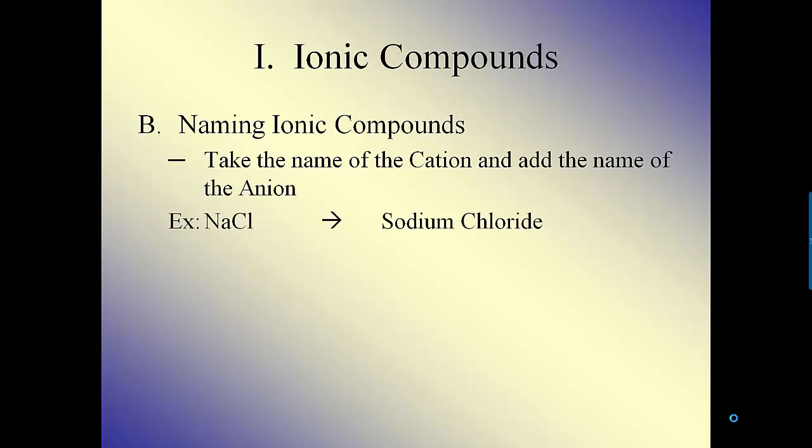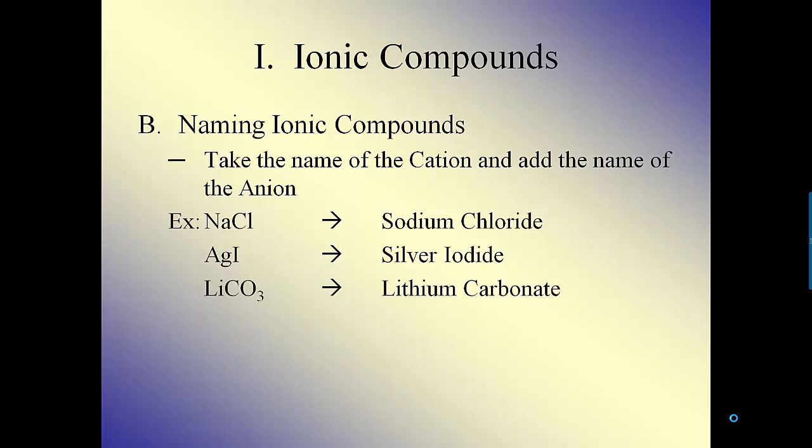So, for example, if we look up Na on the top, we see that it's sodium. If we look up Cl on the bottom, we see it's chloride, so NaCl becomes sodium chloride. Ag is silver from the top half of the chart. Iodine becomes iodide from the bottom half of the chart, and you get silver iodide. Li from the top half of the chart is lithium. CO3 is on the bottom half of the chart, and that's lithium carbonate.